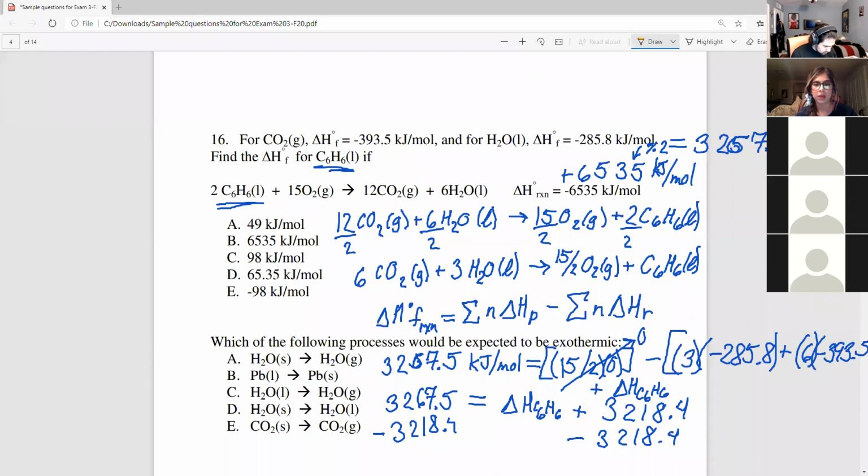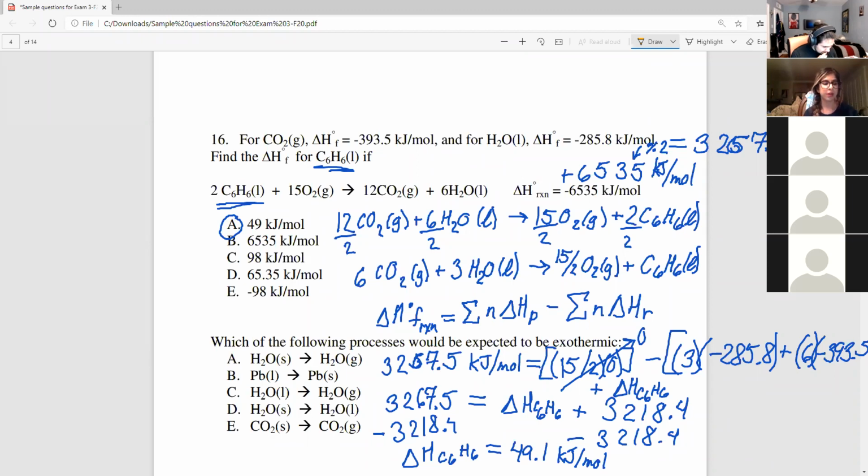Okay, so then we get the enthalpy for C6H6 equals 49.1. Is that what you all got? Yes. Okay, cool. Okay, so did everyone see how I did that?